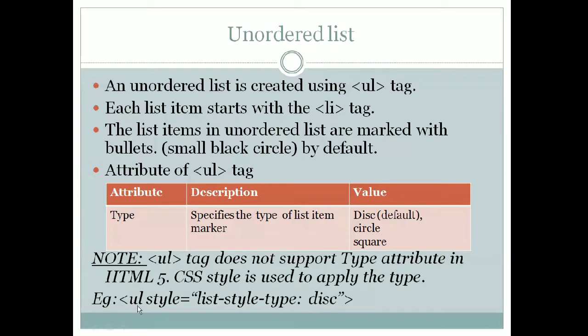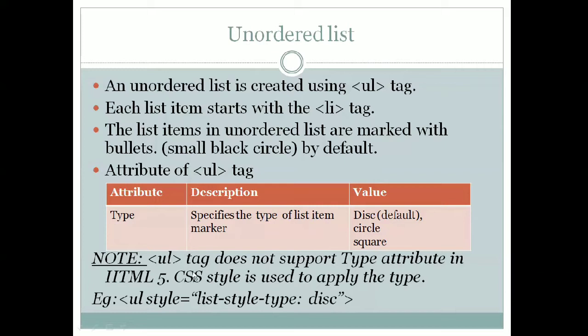See, there is one example: UL style equal to, this is inline CSS, style equal to list-style-type. So the property name is list-style-type colon disk. Here you can use disk, circle and square. UL style attribute, style equal to the property name and your value. Value can be disk, circle and square.